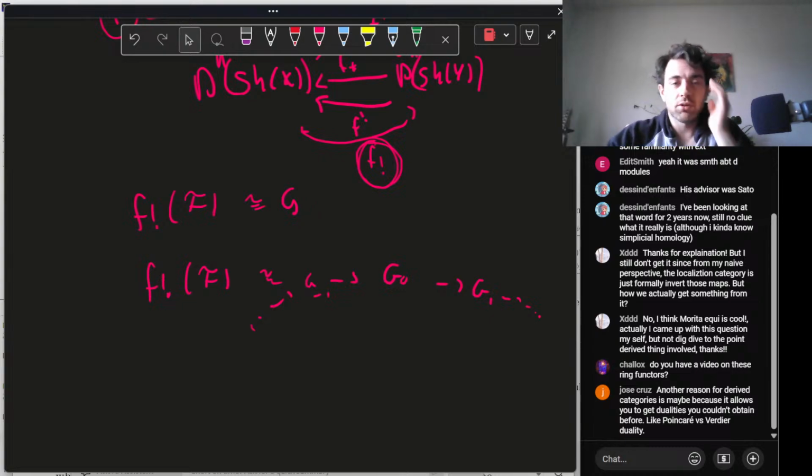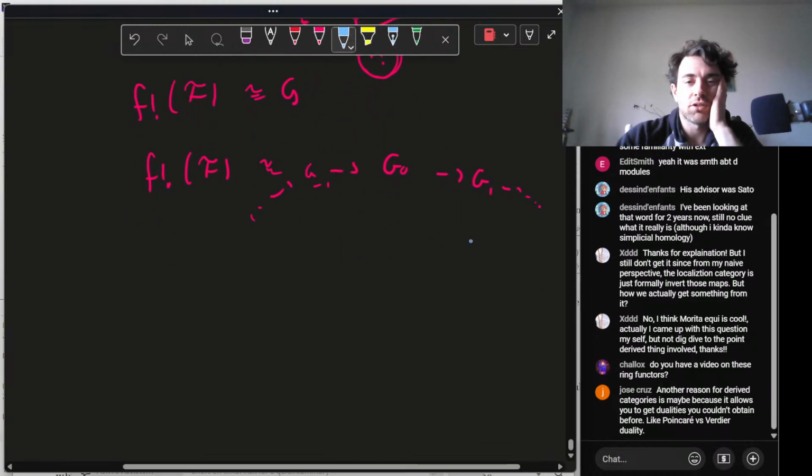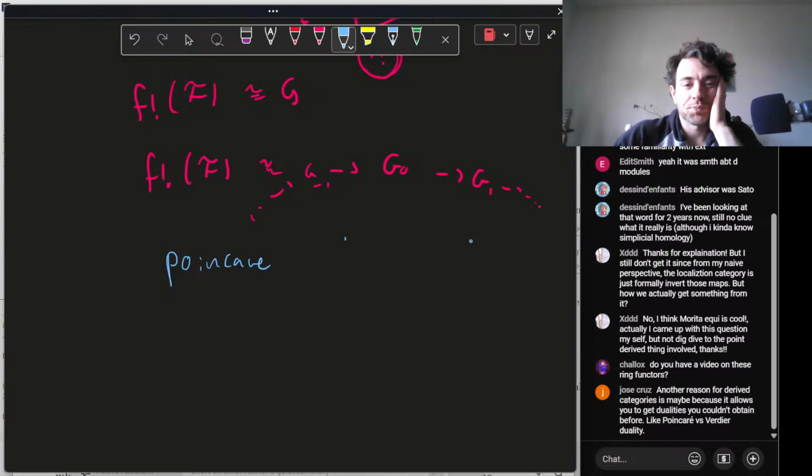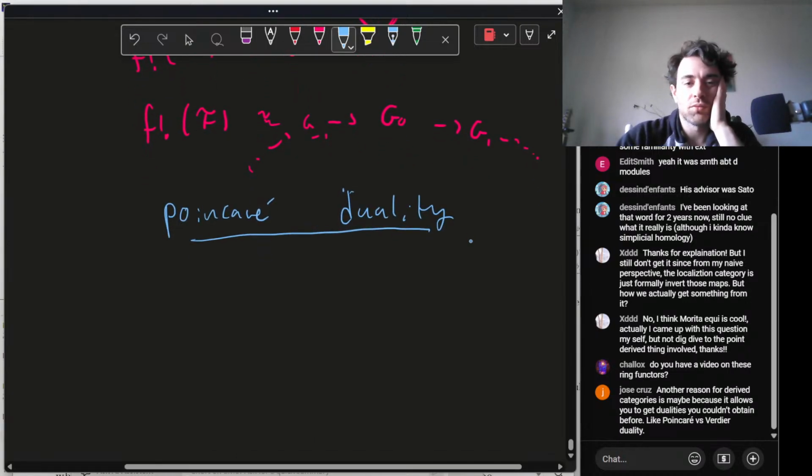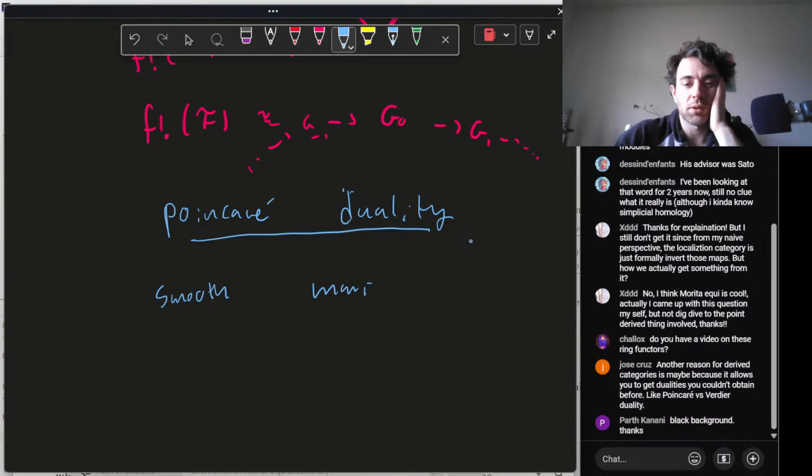So what he's talking about there is these Poincare duality theorems, which honestly I don't even remember the statement of. I'm a bad geometer. The Poincare duality is a nice theorem for, say, sheaves on smooth manifolds, smooth complex manifolds, or smooth algebraic varieties or whatever.